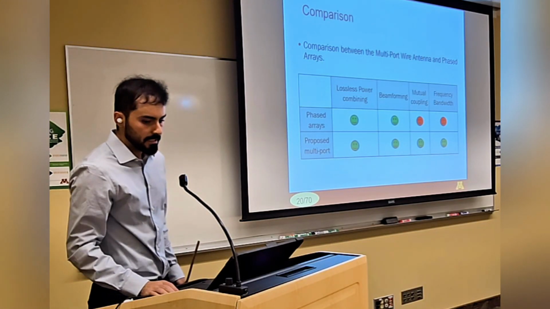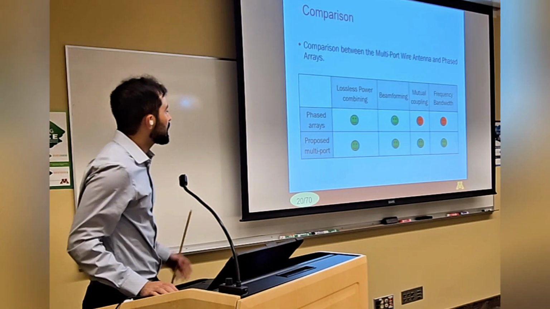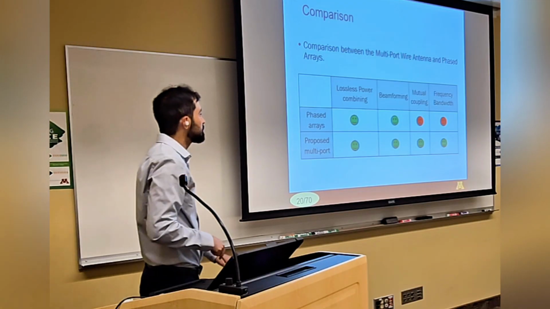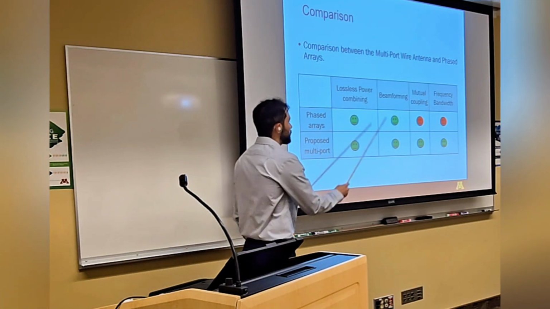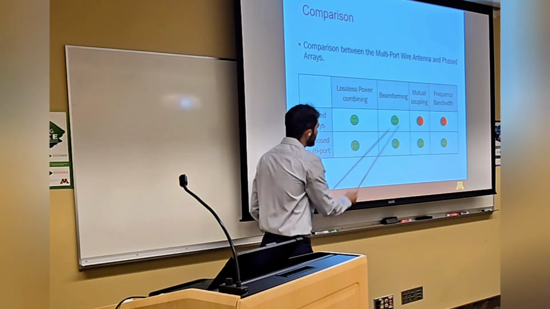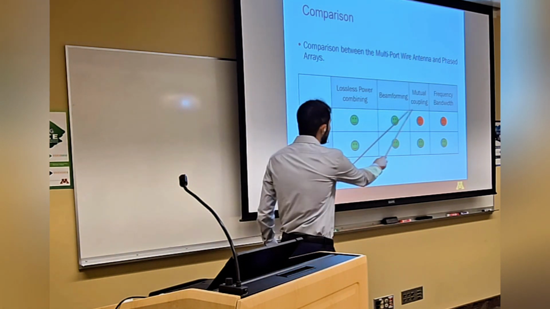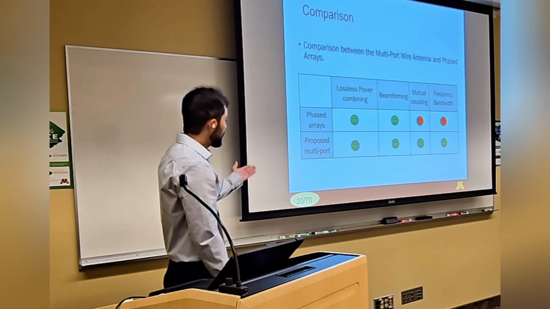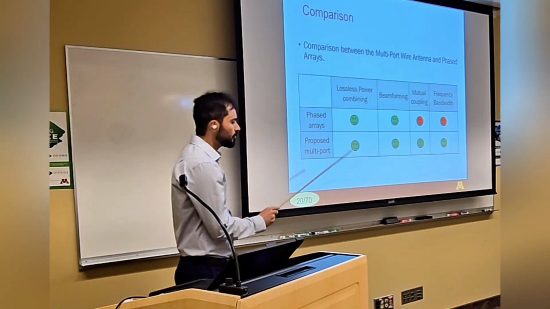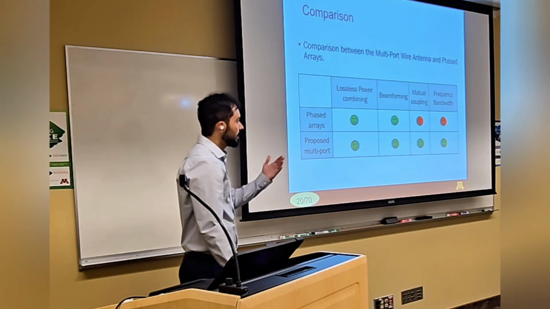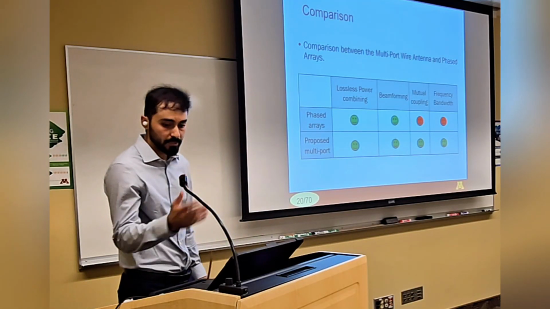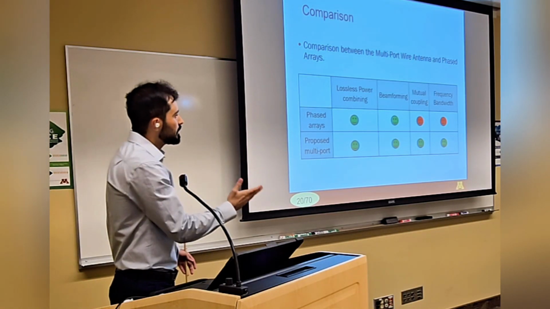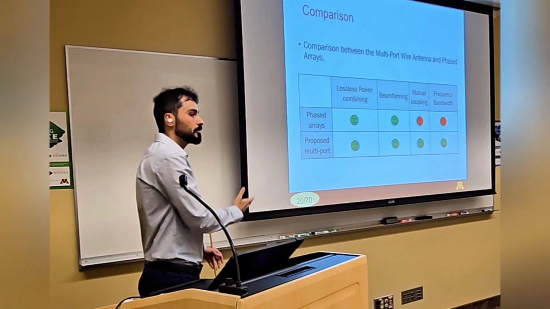In this table, you can see a comparison between a multiport wire antenna and a phased array. As you can see, both provide lossless power combining from different ports. Also, they both provide beamforming. However, mutual coupling still remains a problem in phased arrays, but in the multiport antenna, it is not only not a problem, but also beneficial for beamforming. And also, phased array antennas are usually narrowband, while the multiport antenna can be wideband.